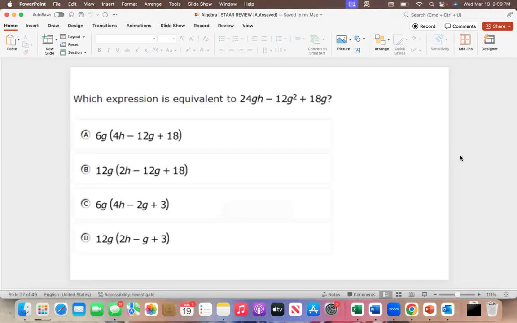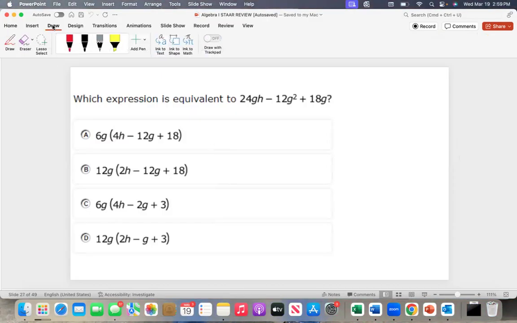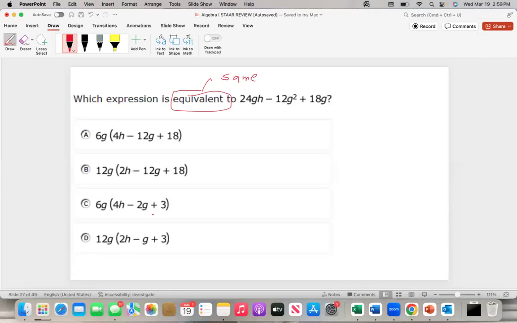All right, so it says which expression is equivalent. Anytime I see that word equivalent, that means that they need to be the same. So I'm going to go ahead and box the word equivalent, and that means we're looking for the same exact equation. For this example, because I have answer choices, I'm going to use my answer choices to help me out.